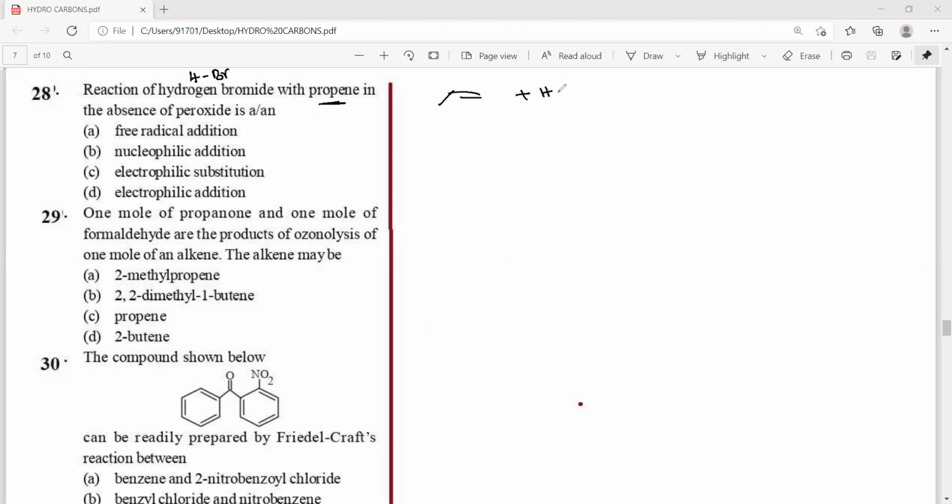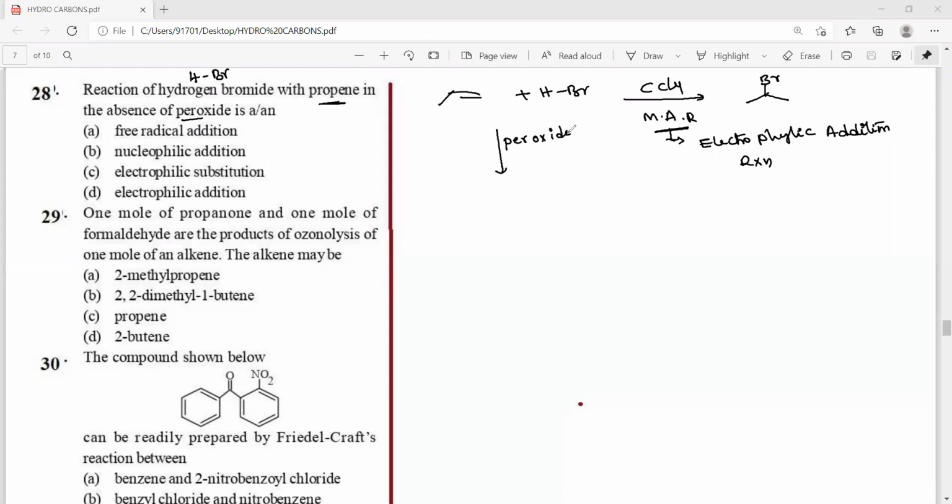Propene with HBr in the absence of peroxides. Absence of peroxide means you take carbon tetrachloride solvent, then it is a Markovnikov addition reaction. This Markovnikov addition reaction is nothing but an electrophilic addition reaction. Okay, students, then the product is 2-bromopropane.